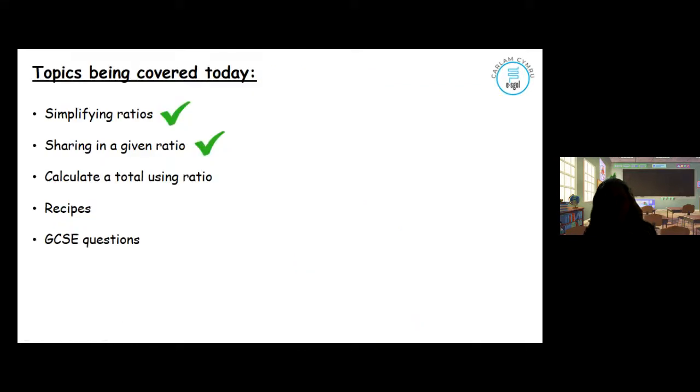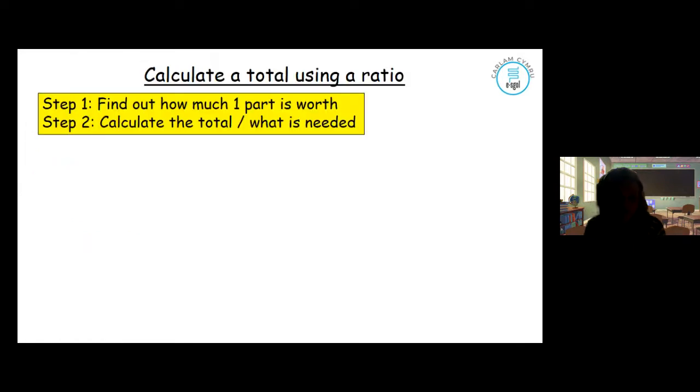So we've done 2 of them now. We've done the sharing in the given ratio as well. And then we're going to move on now to calculating a total. So sticking with ratios, but this is where we do it in a slightly different way. Step 1 this time is find out how much one part is worth. And then step 2, calculate the total or what is needed.